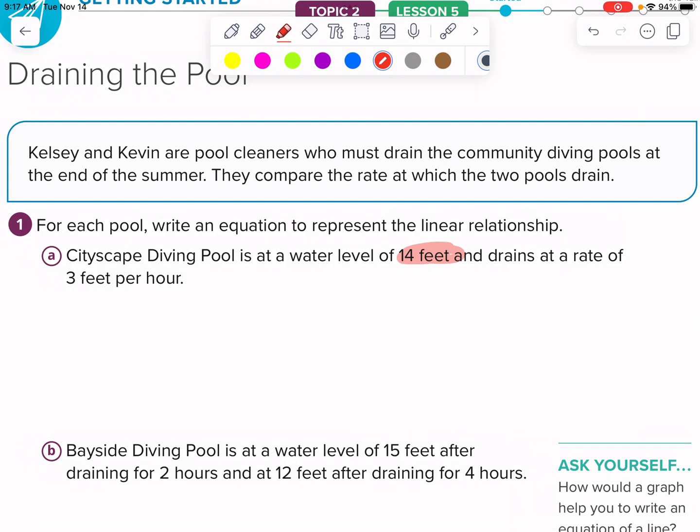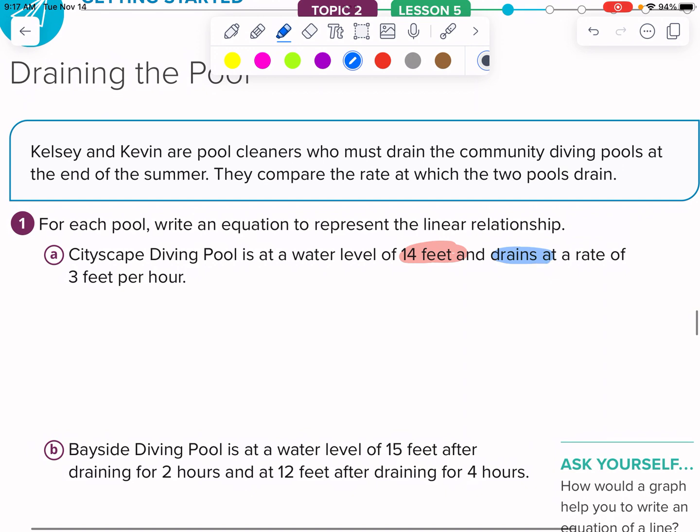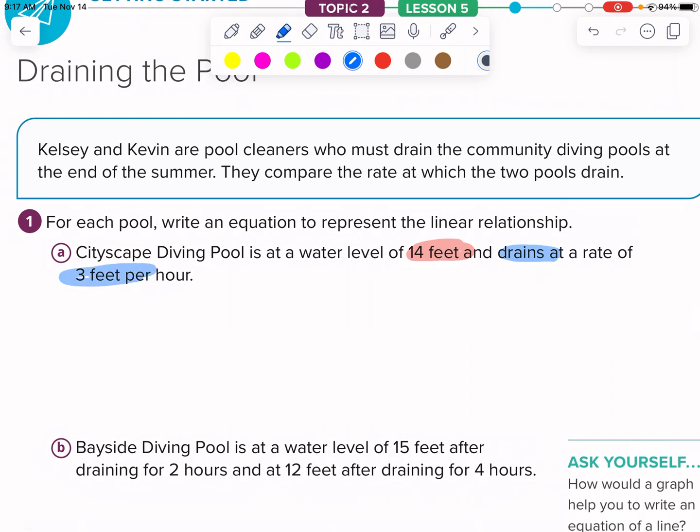And it drains at a rate of 3 feet per hour. Okay, so it's a yard per 1 hour. So where we begin, how much do we move?